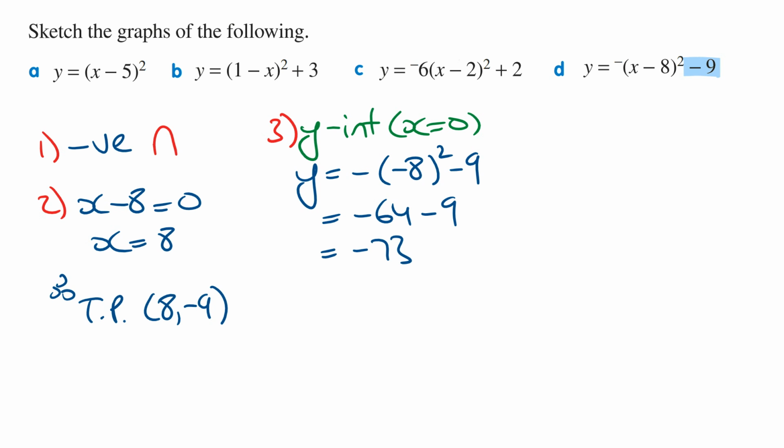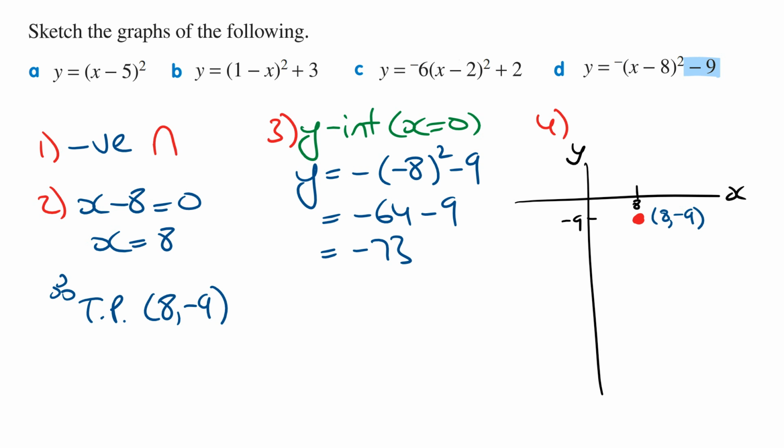Now, since the turning point is at 8 and minus 9, and the shape of the parabola is an upside down U, then there won't be any x-intercepts. And so we just go to step 4. We're marking these points and then sketch an upside down parabola. And so on the axis, we're marking the coordinates of the turning point and then marking the y-intercept and then sketch an upside down parabola.